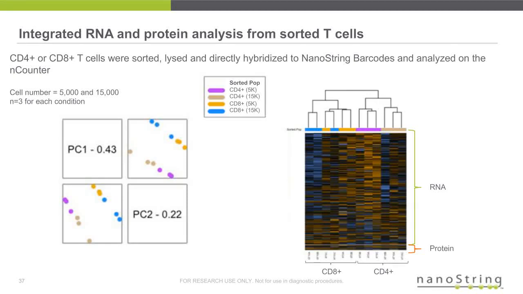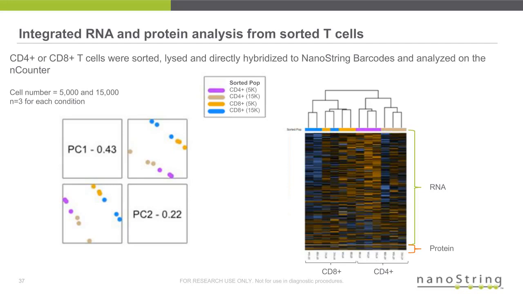We have, of course, looked at RNA as well. And so in this experiment, we were sorting CD4 positive or CD8 positive T cells. We sorted either 5,000 or 15,000 cells, and we did triplicate conditions for each. So this just shows using principal component analysis, which is a great way to look at what explains the variance in the data. It could be 15,000 versus 5,000 cells, for example, but it's not. It is CD4 versus CD8 that explains the majority of the variance there.